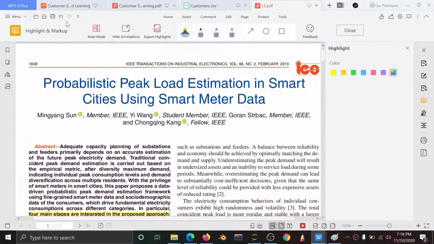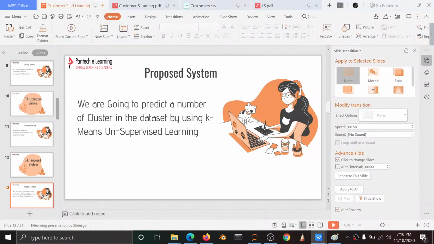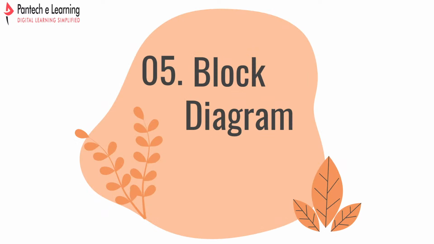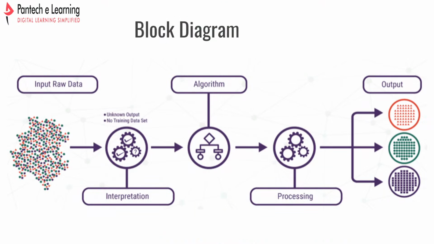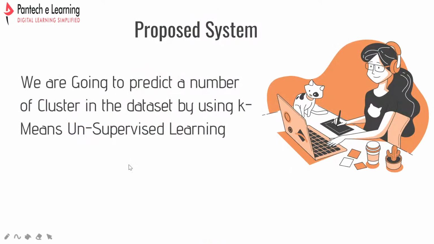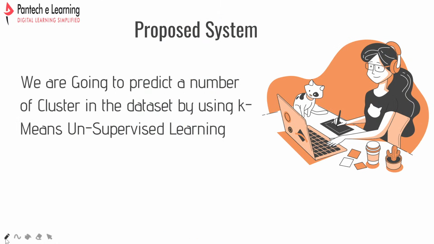But in today's session we are going to propose the system where we predict the number of clusters using the Kmeans unsupervised learning algorithm. First of all you need to know the block diagram. In the block diagram, first we give unsupervised learning. Here you can see we are going to use unsupervised learning, so first you need to know what unsupervised learning is.